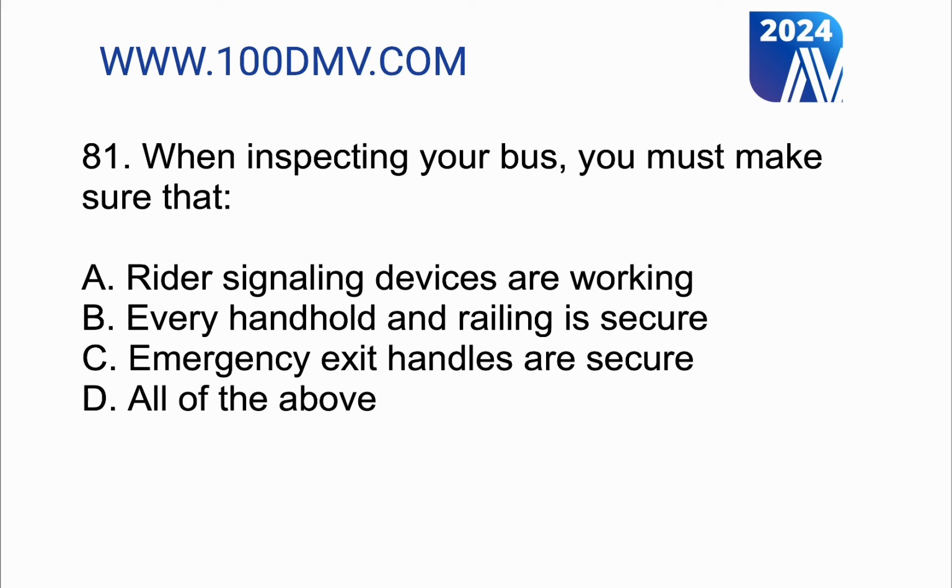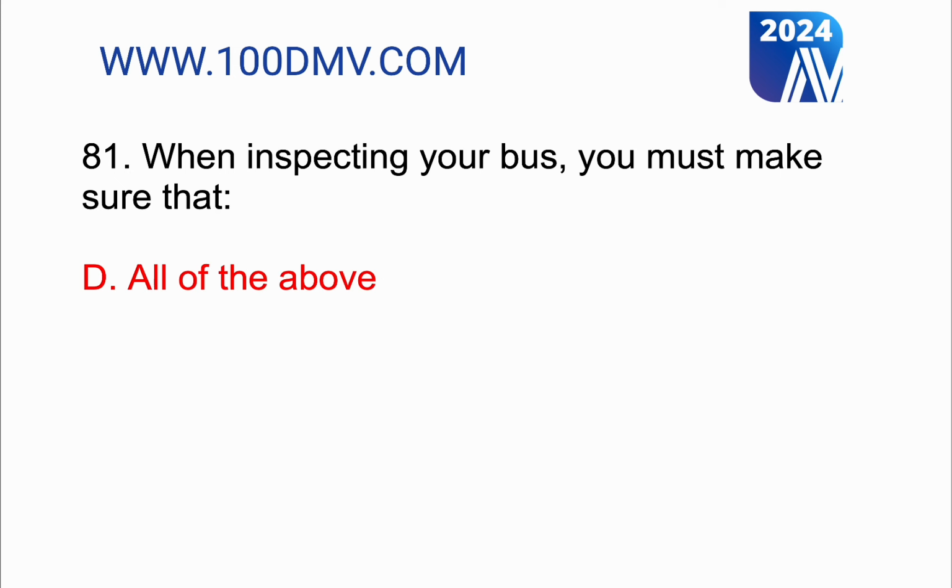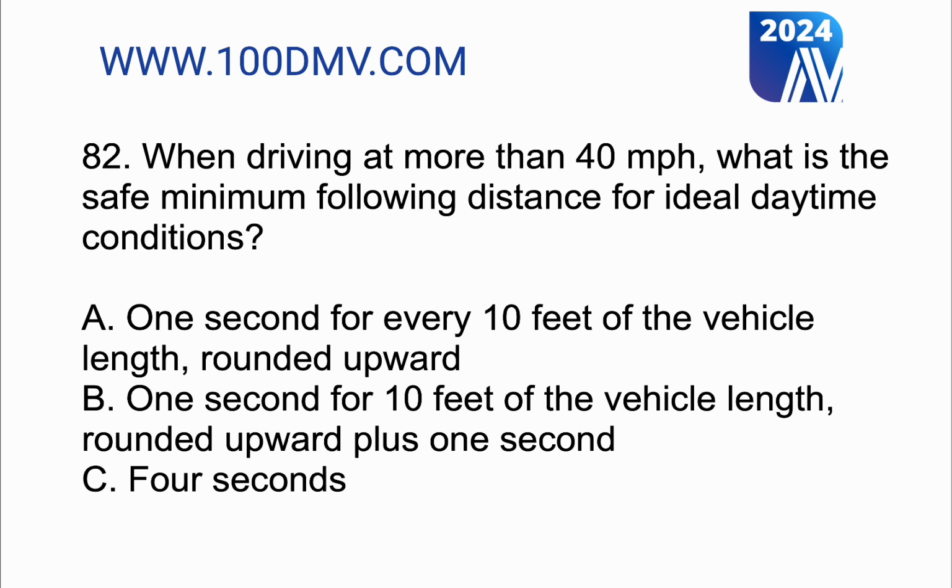81. When inspecting your bus, you must make sure that: A, rider signaling devices are working. B, every handhold and railing is secure. C, emergency exit handles are secure. D, all of the above. Correct answer: D, all of the above.